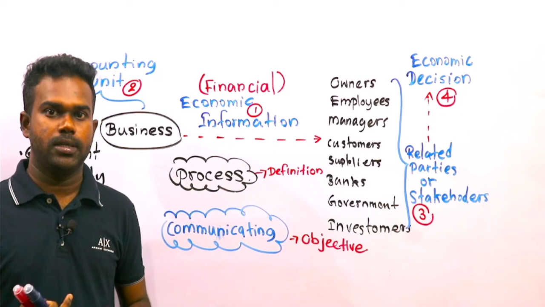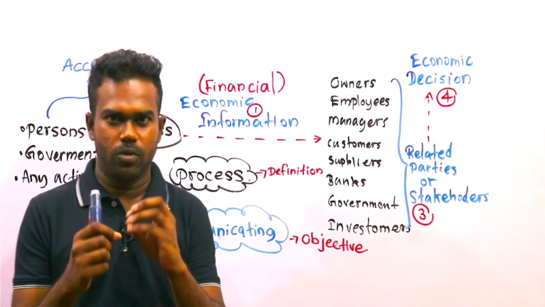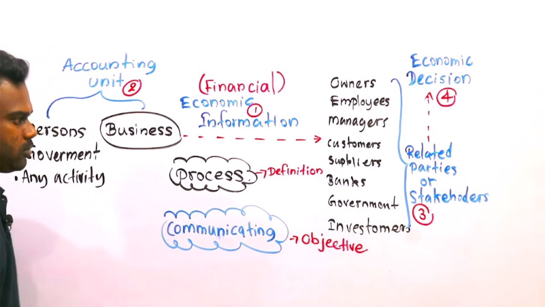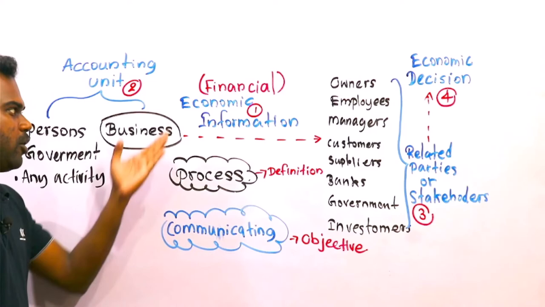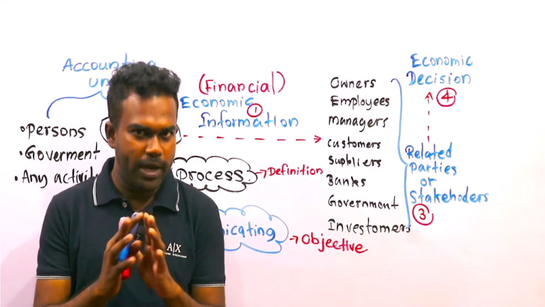I will normally speak mostly in English. Okay, communicating economic information regarding an accounting unit for stakeholders to get economic decisions. That's the objective, right? Same as the definition actually. Finish.